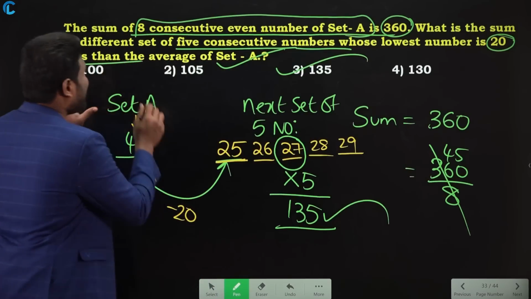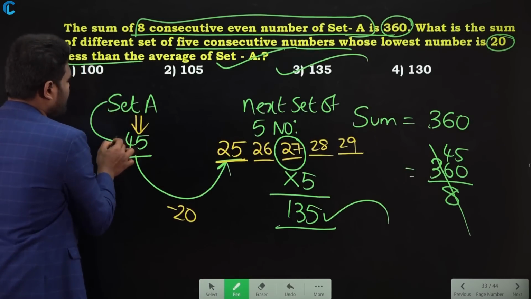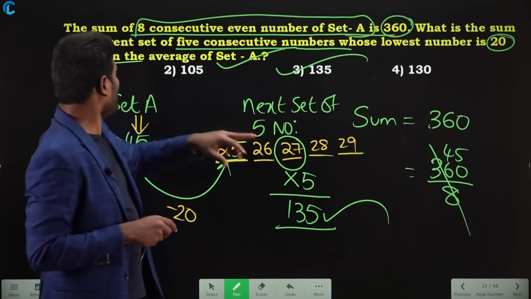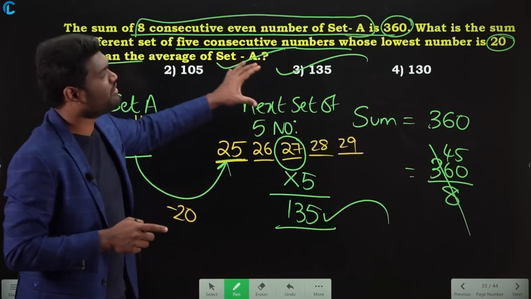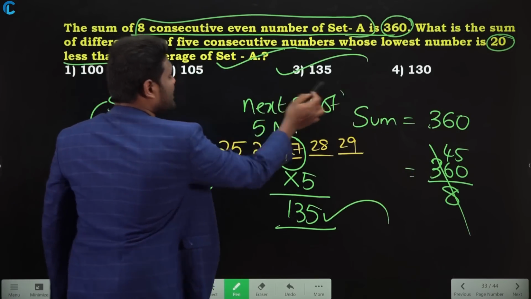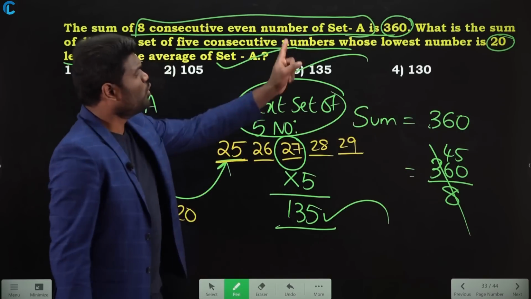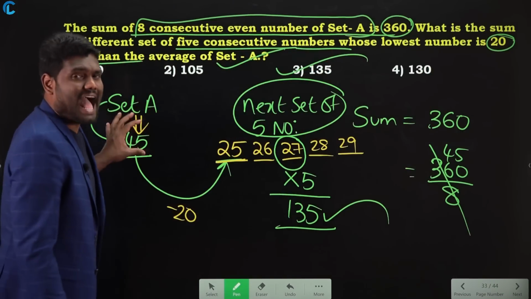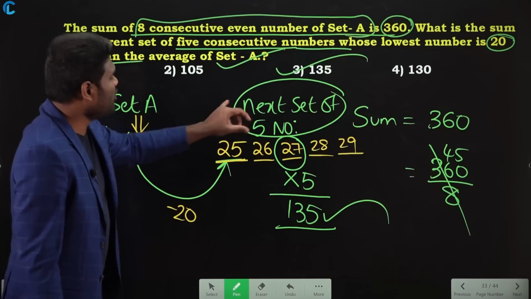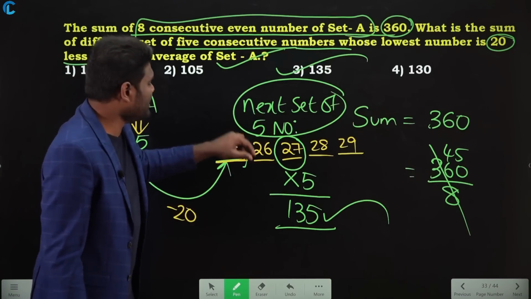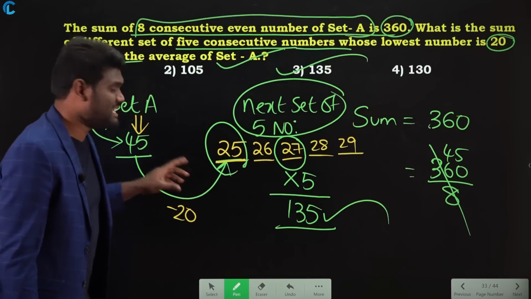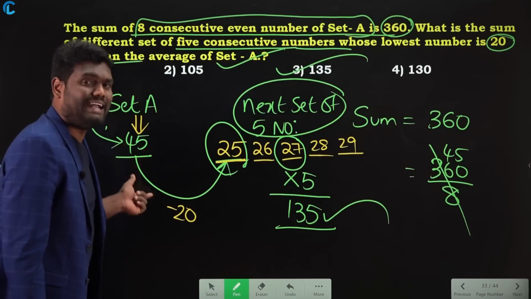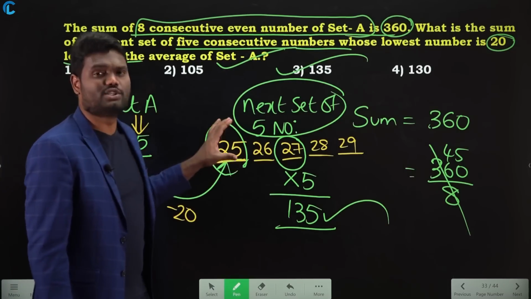Which means for 8 numbers, average is going to be 45. Now what question is saying, what is the sum of a different set of 5 consecutive numbers? There is one more set of 5 consecutive numbers whose lowest number is 20 less than the average of set A. Average of set A is 45. For these 5 numbers, the lowest number is going to be 20 less than the average of set A. Average of set A is 45, 20 less means 45 minus 20, this is going to be 25.